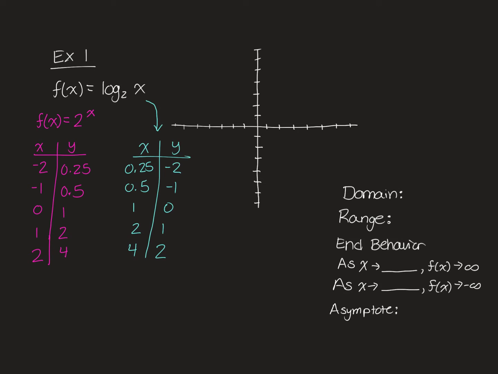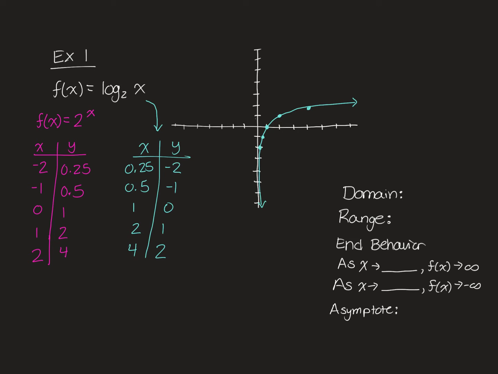So we graph this. At 0.25, we are at negative 2, so right about there. At 0.5, we are at negative 1. At 1, we are at 0; 2, 1; and then 4, 2. This is our logarithmic graph.